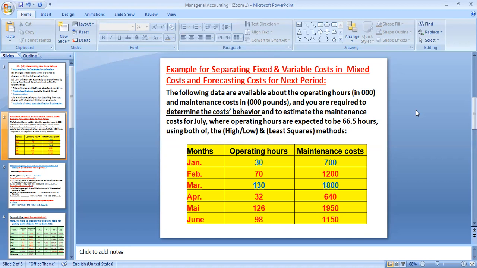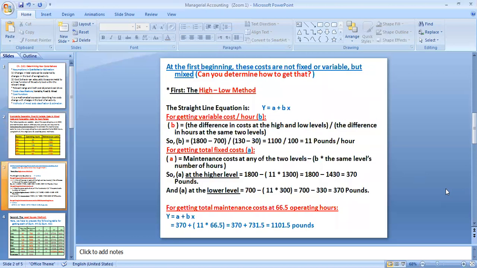Using the high-low method, we have to begin by determining B, that is variable cost per hour. How to determine B? The difference in cost divided by the difference in hours. The cost 1,800 minus 700 gives 1,100, which will be in the numerator, to be divided by 130 hours minus 30 hours, which means 100 hours. So 1,800 minus 700 divided by 130 minus 30, like this.